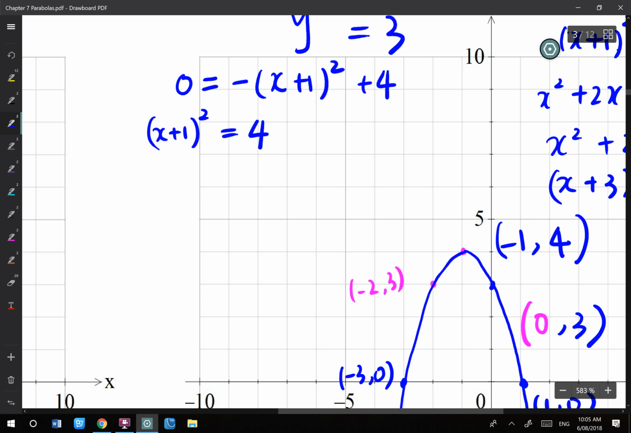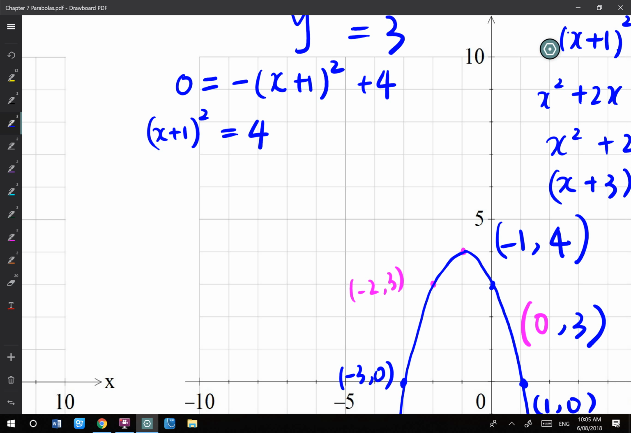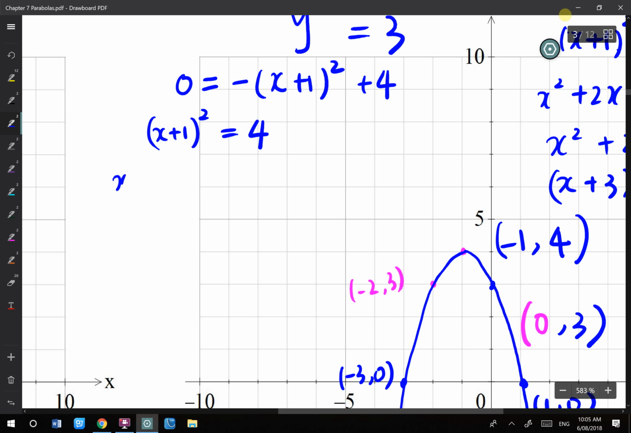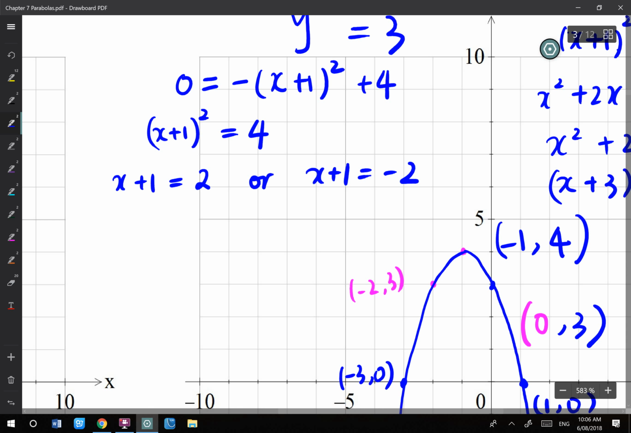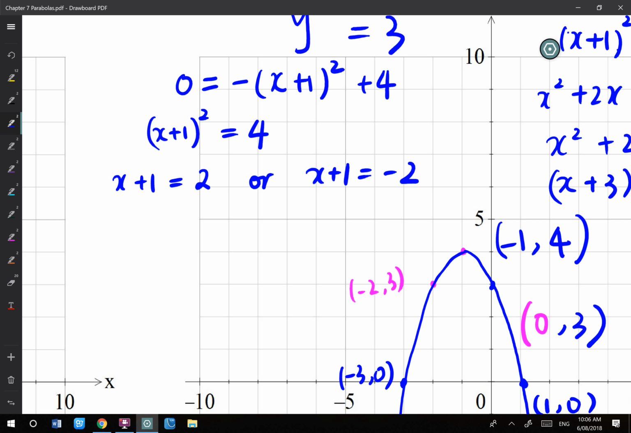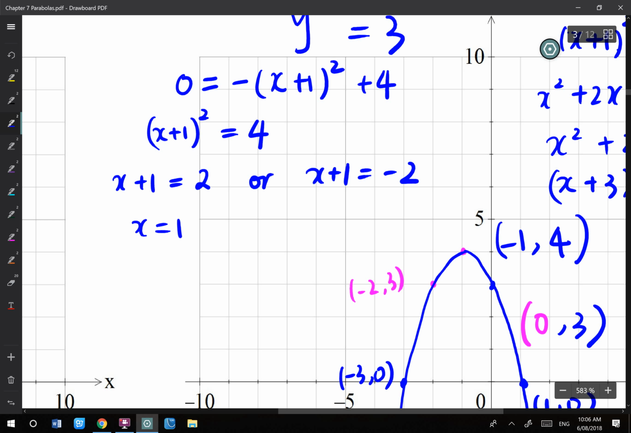Can you tell me what squared can be 4? 2 squared, or negative 2 squared. So therefore x plus 1 must be 2 or x plus 1 must be negative 2. Something squared equals 4: 2 squared can be 4, negative 2 squared can be 4. Those are the only two possibilities that give me 4. So therefore x equals 1, x equals negative 3.